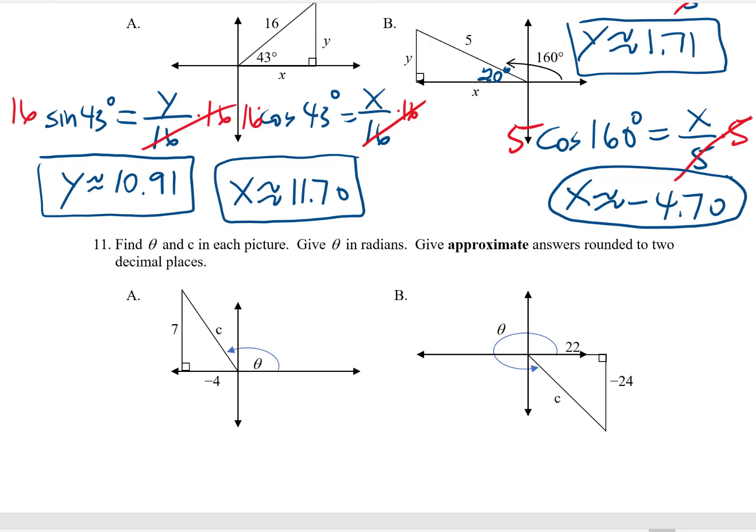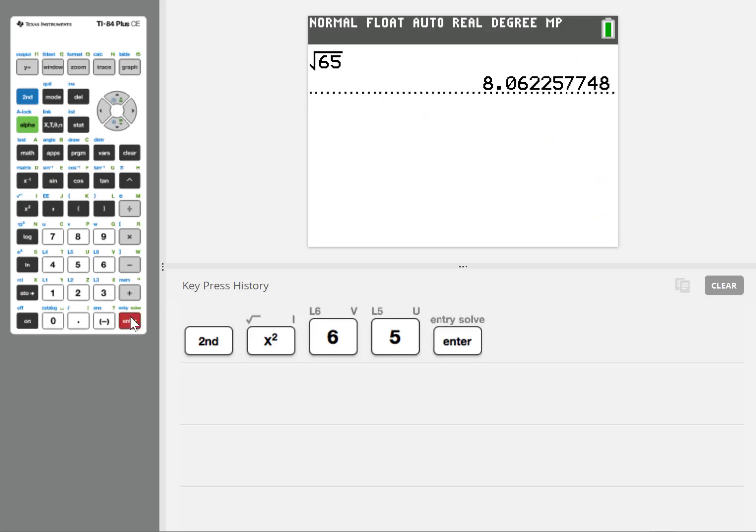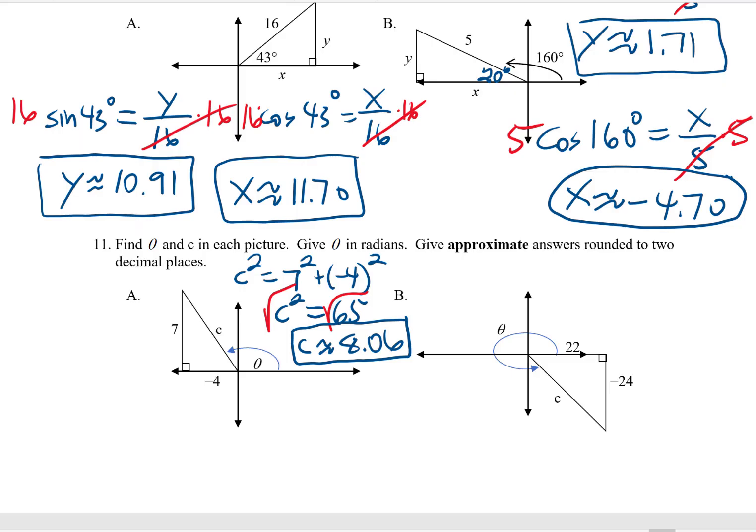So in part A, I guess I would find c just using the Pythagorean theorem. I would have c squared equals 7 squared plus negative 4 squared. That's 49 plus 16, which is 65. And so c then, of course, is just the square root of 65. Square root of 65 is around 8.06. So that part is done.